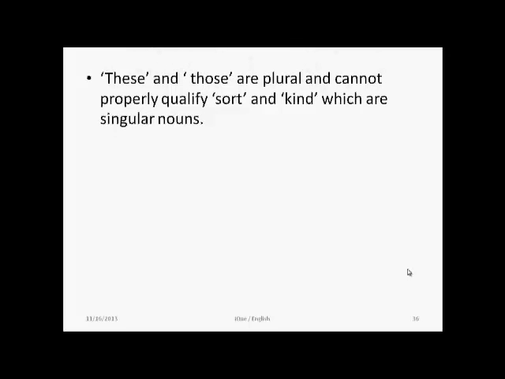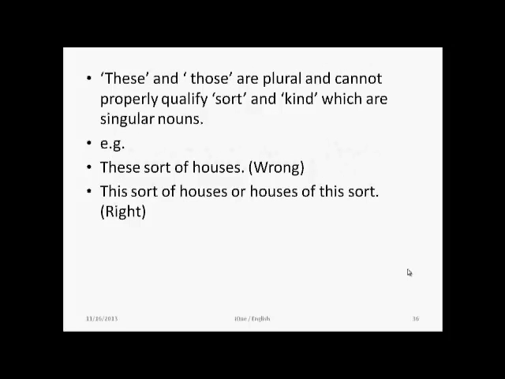The words these and those are plural. They cannot properly qualify sort and kind, which are singular nouns. So, it is improper to say these sort of houses. It should be this sort of houses or houses of this sort.